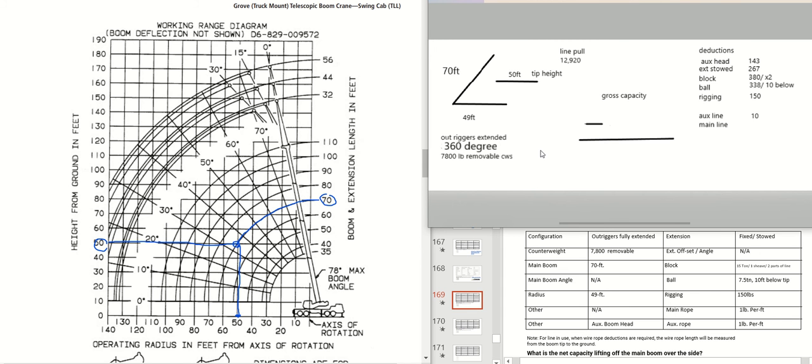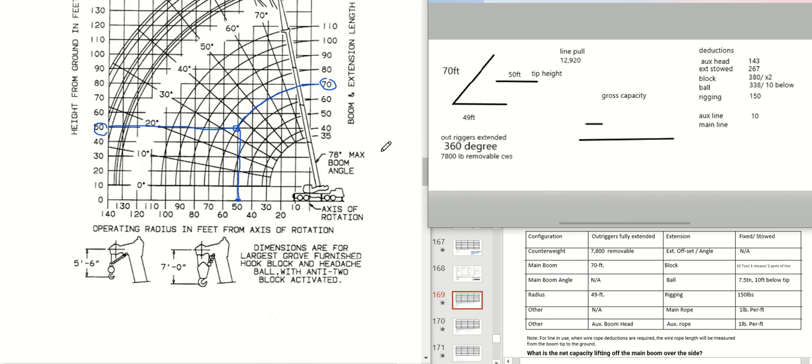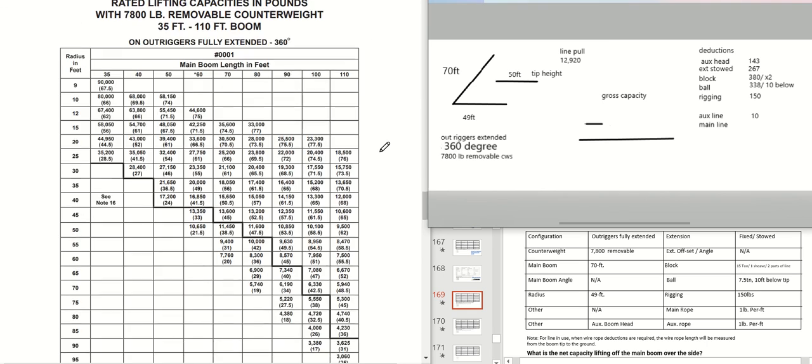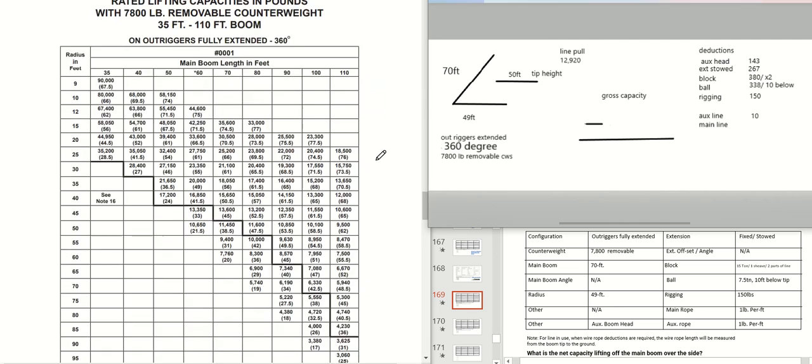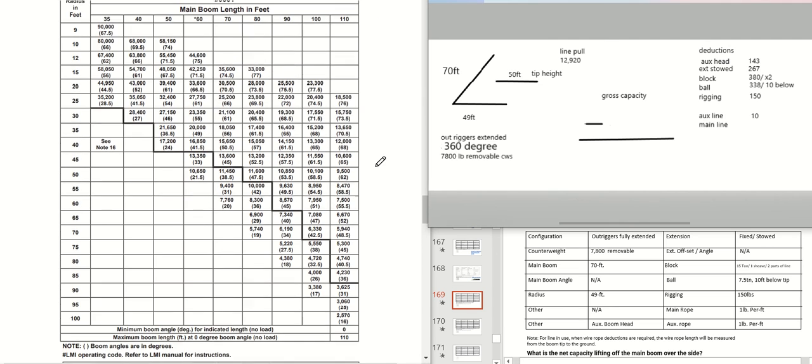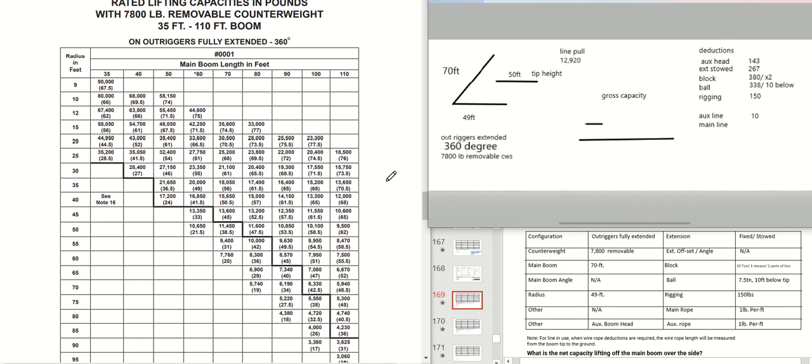So now we have all of our deductions, all the information that we need to figure this problem out, aside from our gross capacity. So now you notice, like I said, we're moving through the charts. We're not going back. We're not flipping through pages. We're continually progressing, and this is the way it needs to be done, so you don't lose that valuable time that you have for your load to do on your load charts.